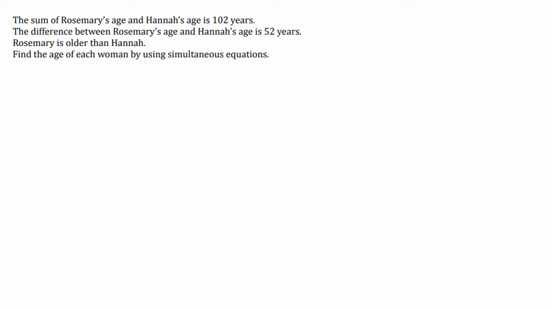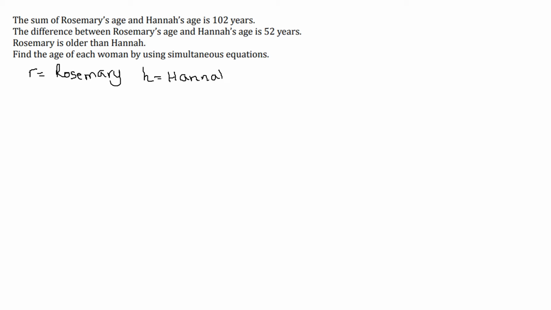Question 3. The sum of Rosemary's age and Hannah's age is 102 years. The difference between Rosemary's age and Hannah's age is 52 years. Rosemary is older than Hannah. Find the age of each woman by using simultaneous equations. So let's let R equal Rosemary and H equal Hannah.